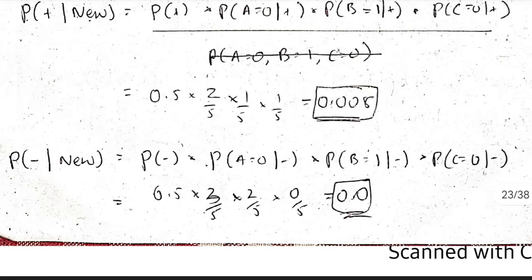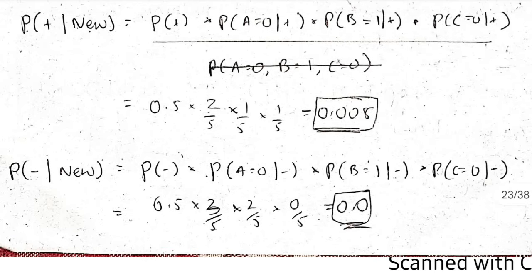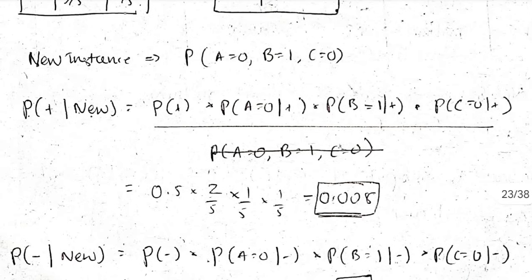Do the same for the negative also. Substitute, find out the values and tell me the answer. That will be 0 here in this case. This will be 0.008, which is more. That means plus class is the most probable value in this case. For the new instance, what class do we have to assign here? Most probability is plus, so we'll be assigning plus.